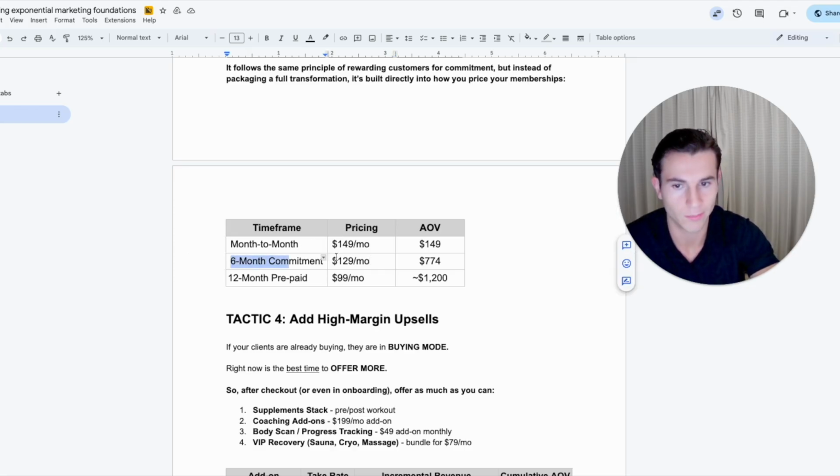I can lock you in for 6 months at a lower rate, at $120, $100 a month or whatever. 9 times out of 10, that lower price with a longer time frame commitment is going to result in a higher average order value, because churn is very high in the gym industry. And you can play around with this: 6 months, 12 months, etc.